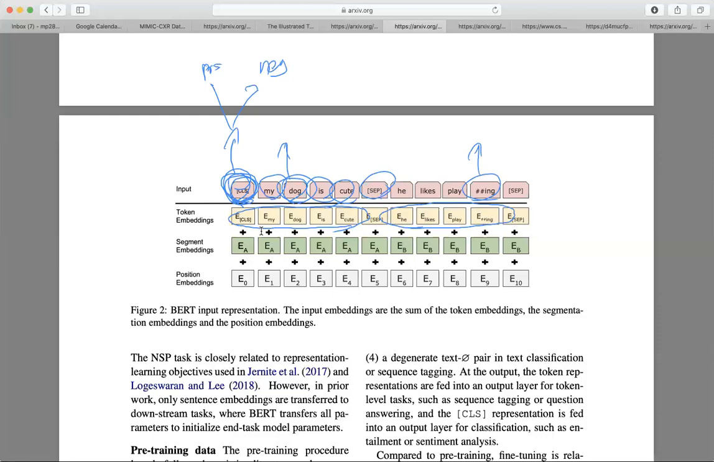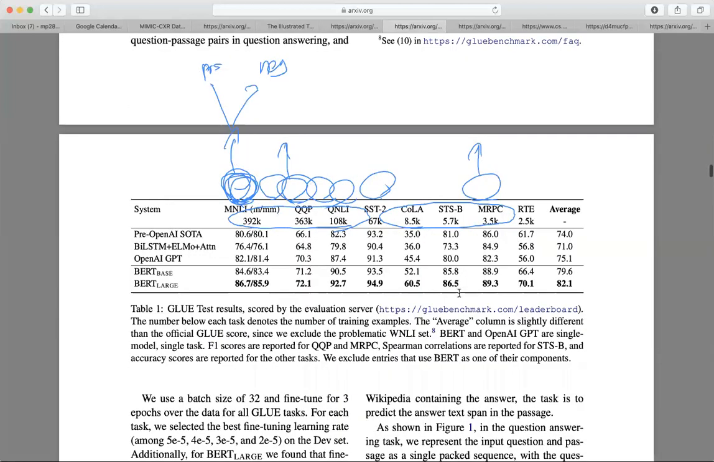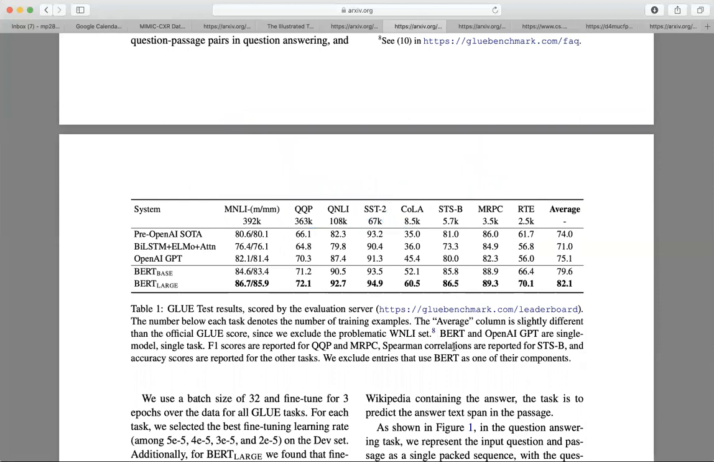All right, so interestingly, when you do this, suddenly everything is state-of-the-art performance. You can see that this is the entire GLUE data, the GLUE test results. There's OpenAI GPT. Compared to that, BERT base and BERT large outperform on average, 79.6% and 82.1%, compared to OpenAI GPT, which was already kind of good. But BERT is just another level.